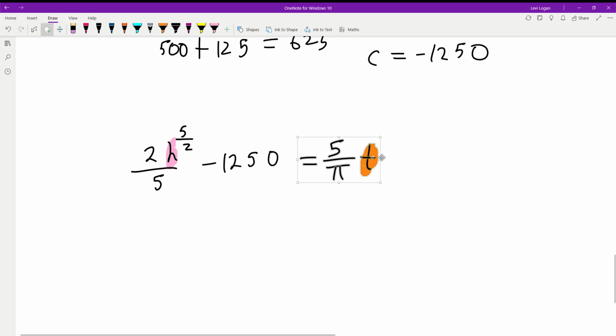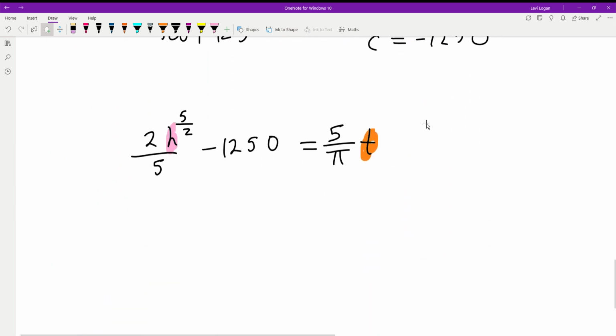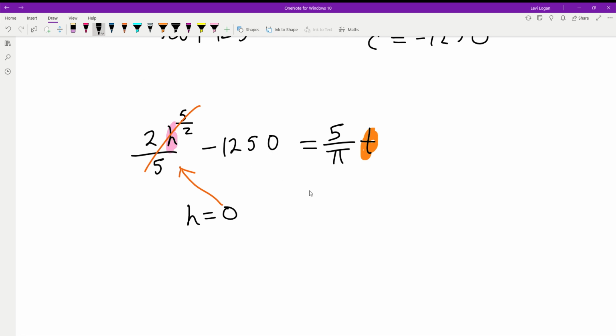Now, a trick with when the tank is empty is we got to look at the situation here. When the tank is empty, h will be 0, because remember h is your height or depth at time t. So if we want to work out the time when it's empty, that means we want the time when h is equal to 0. So to work out that time, you just go h equals 0. So if you chuck that into here, that term disappears. So all we're left with is pretty much, well, basically this, -1250 equals 5 on pi t. Oh, we've made a mistake here because we're going to get a negative time.